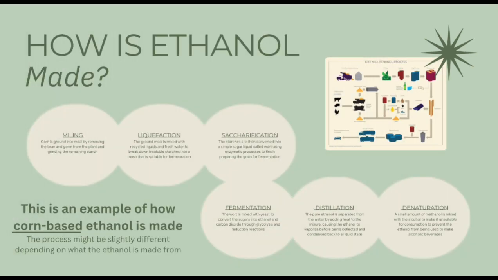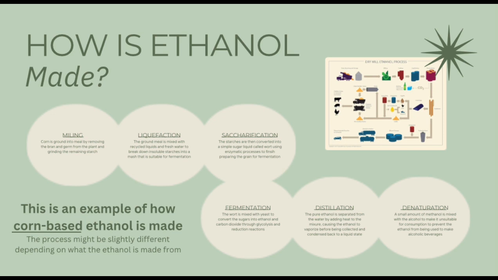So moving on, how is ethanol made? Ethanol production consists of 6 main steps. In this presentation, I'm focusing on a corn-based ethanol because it's the most common in America. The process for other ethanols might be slightly different from this one, depending on what it's made with, but overall, it will still have the 6 main components.